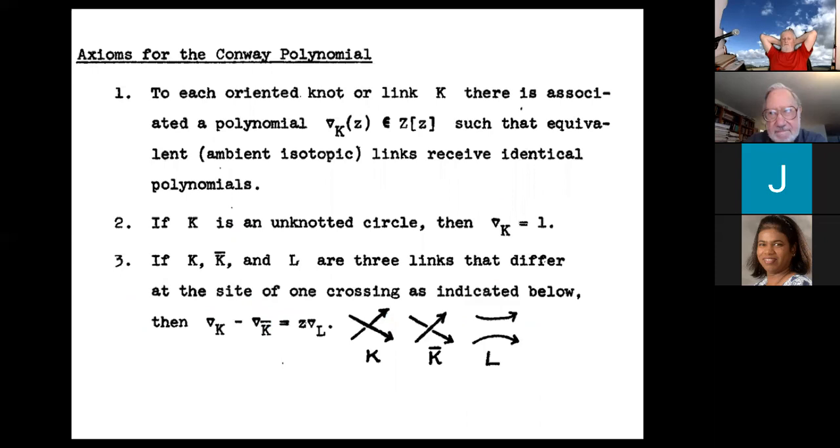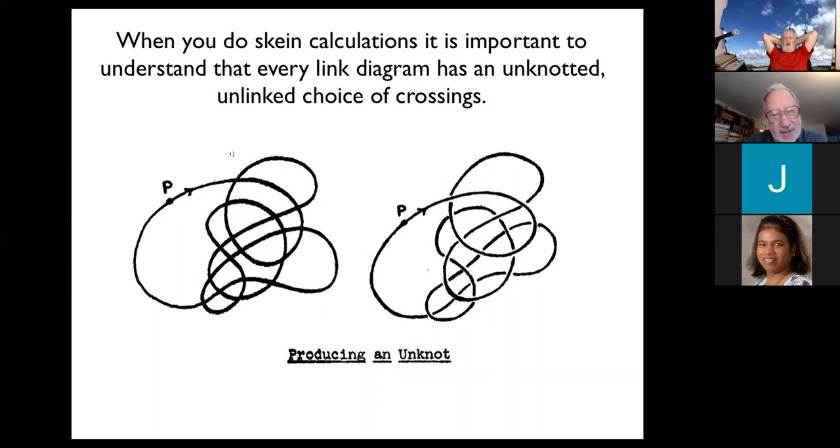I want to talk a little bit about skein calculations then. When you do skein calculations, it's important to understand that every link diagram has an unknotted, unlinked choice of crossings. For example, you can draw the diagram so that you go over before you go under every time. So that's the drawing I've produced here. I started at P and I drew the diagram, always doing over until I was forced to come back to the same place, and then I go under.